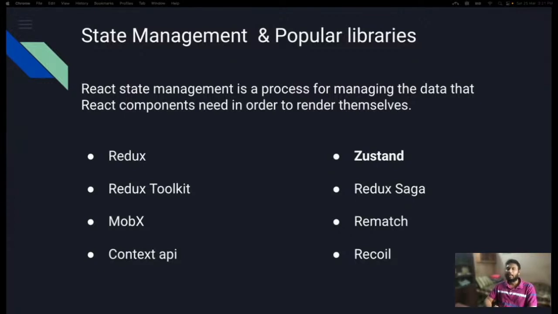The clarity is there. Going into the part of the popular libraries, we have Redux, which everybody knows, and then the Redux Toolkit, which is kind of a wrapper, we can say, which makes things easier when working with Redux. And then a few other popular libraries like MobX, Redux Saga, Rematch, Recoil, and the inbuilt API provided by React, that is React Context.